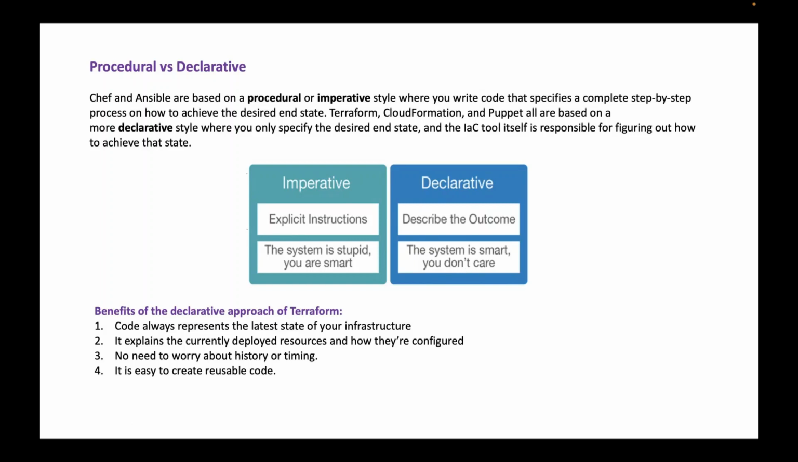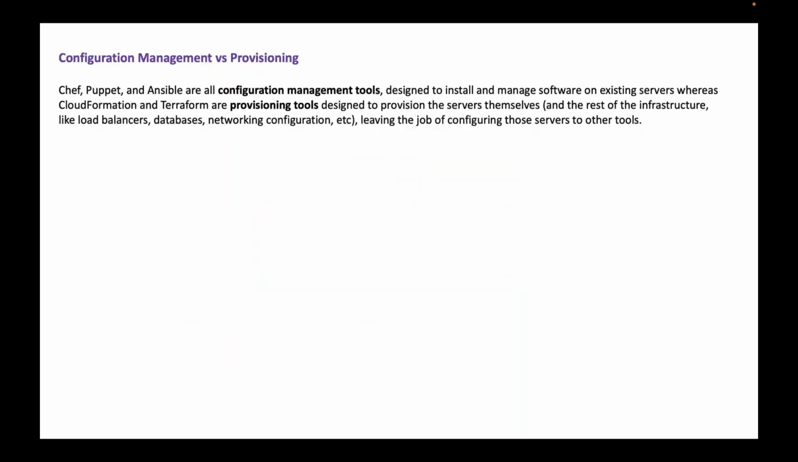You just have a better understanding of what has to be the outcome. Just mention it, and then the remaining part Terraform will take care of, or CloudFormation or AWS, I mean Azure, whatever it is. Okay, so that is called procedural and declarative. And this thing we have already seen: what is configuration and what is provisioning.